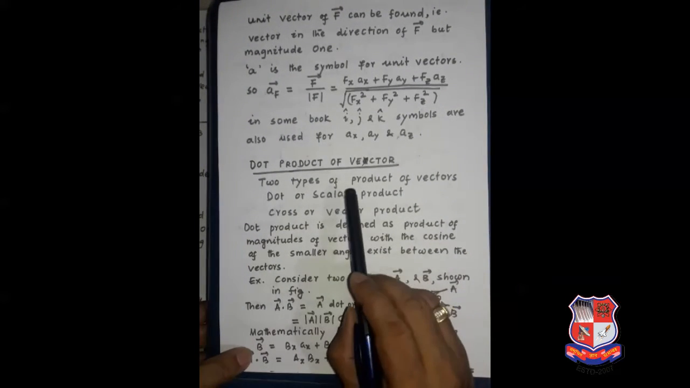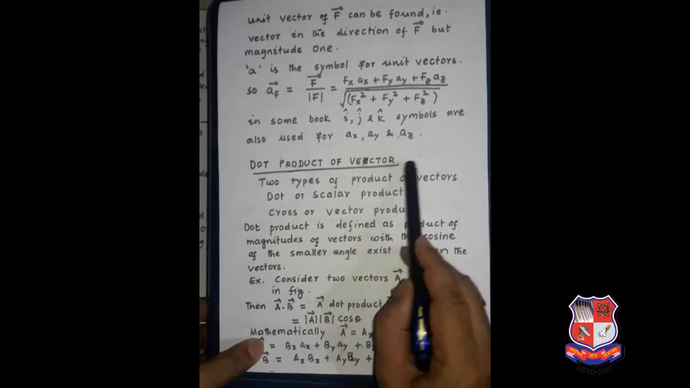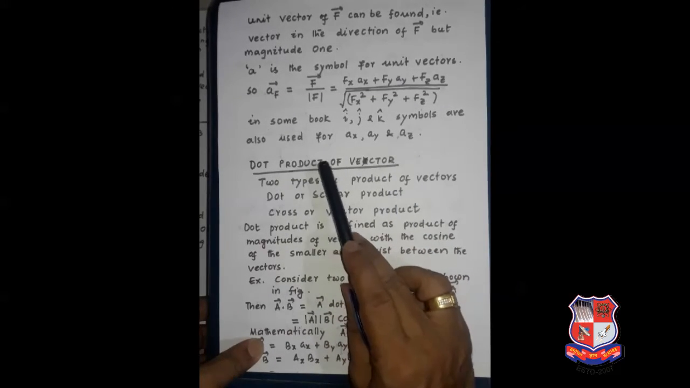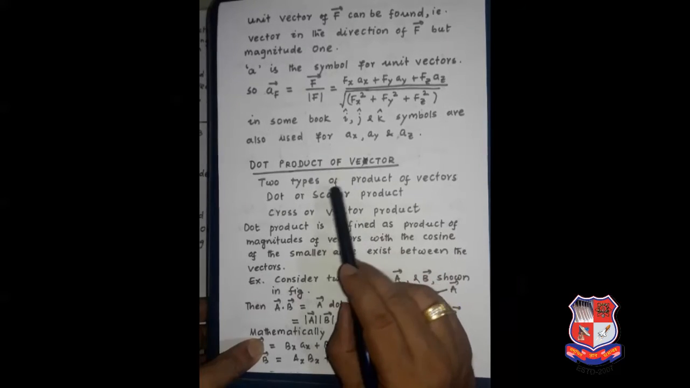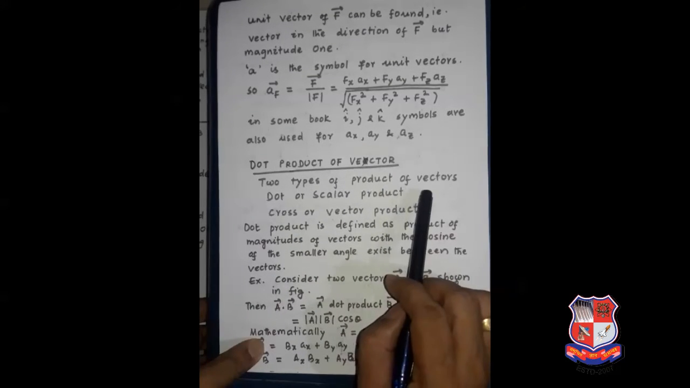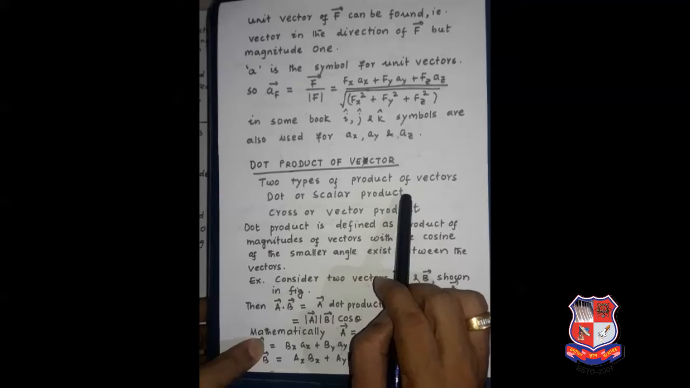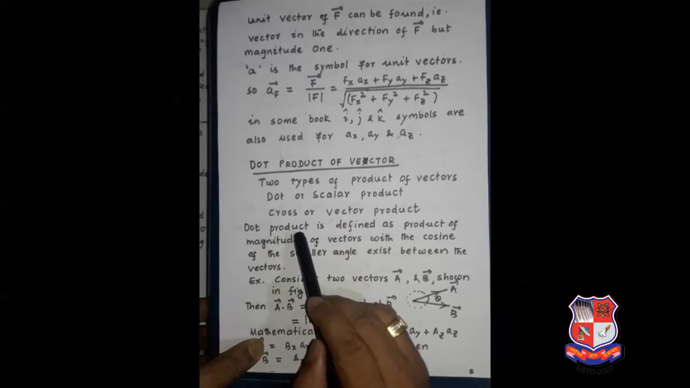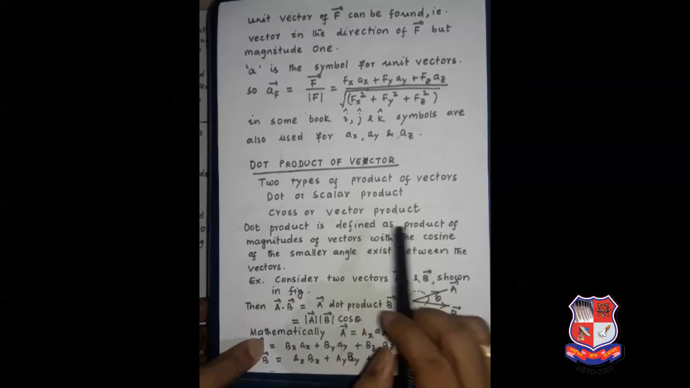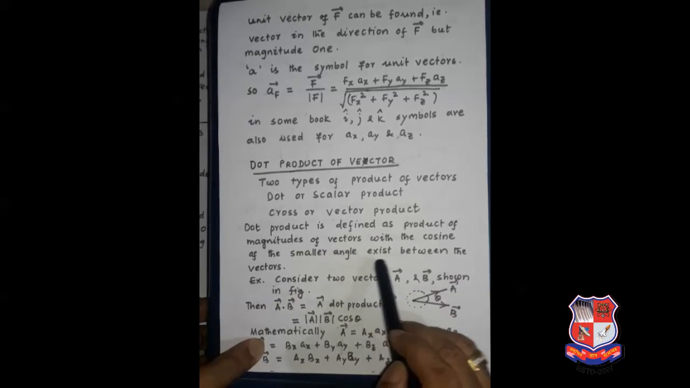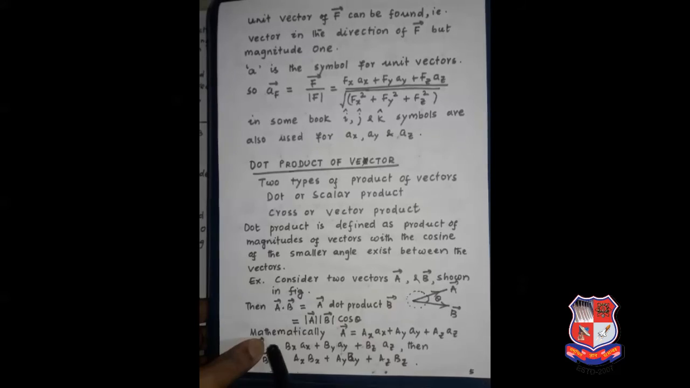Now let us try to understand what we mean by the dot product of vectors. Dot product, we know, is a multiplication. For vector multiplication, there are two types of products. One is the dot or scalar product, another is the cross or vector product. How do you define the dot product? The dot product is defined as the product of the magnitudes of the vectors with the cosine of the smaller angle between the vectors. So we can take an example for the explanation.